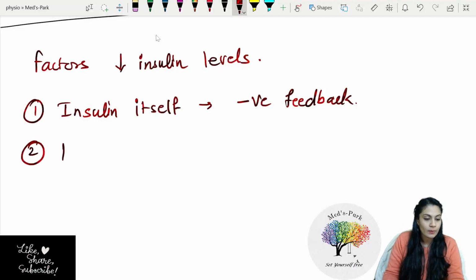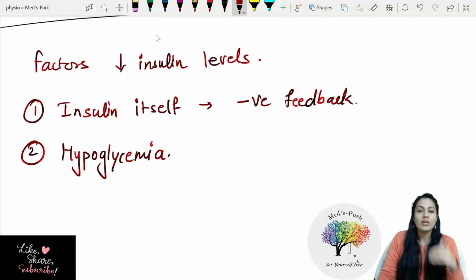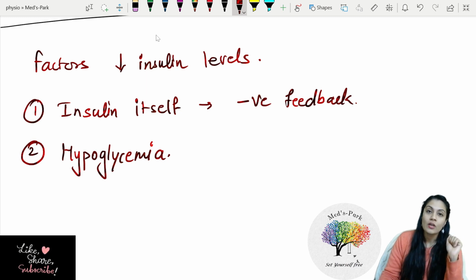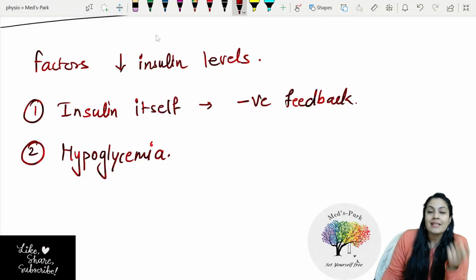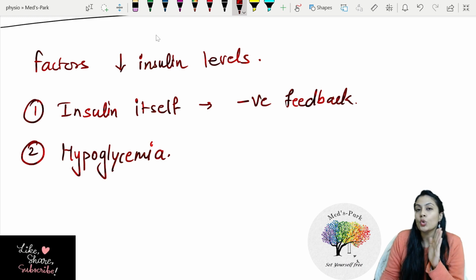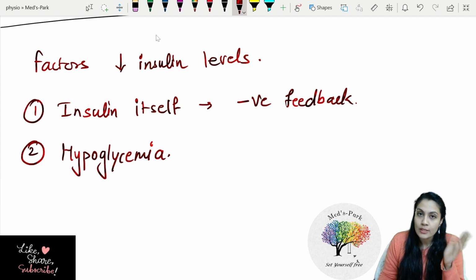Then the second one will be hypoglycemia. We learned that hyperglycemia increases the insulin release. Then obviously in hypoglycemia, when there are lower levels of glucose inside the blood, it won't be able to open up these GLUT2 receptors. Why? Because it has a high Km. For activation of the GLUT2 receptor, we require high levels of glucose in the blood, right? So if the blood glucose levels are low, definitely it won't be able to open up the GLUT2 receptor. It won't cause the exocytosis.